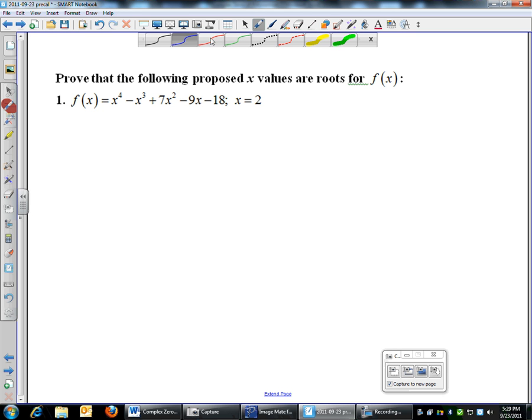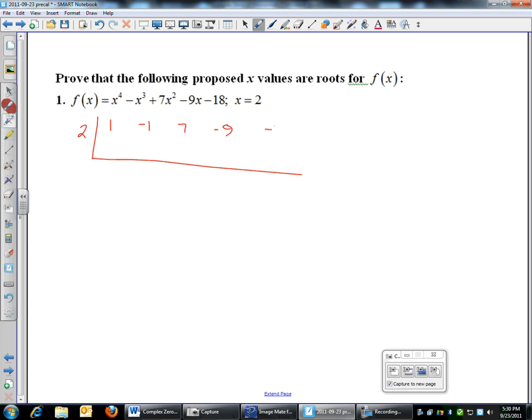The easiest way to do that, and what we did Friday, is just do synthetic division. If x equals 2 is a root, then that means 2 will divide evenly, synthetically, into my function. So I have 1x to the fourth, negative 1x cubed, 7x squared, negative 9x, and a negative 18. And I'll do synthetic division, and if it is a root, I should get a remainder of 0.